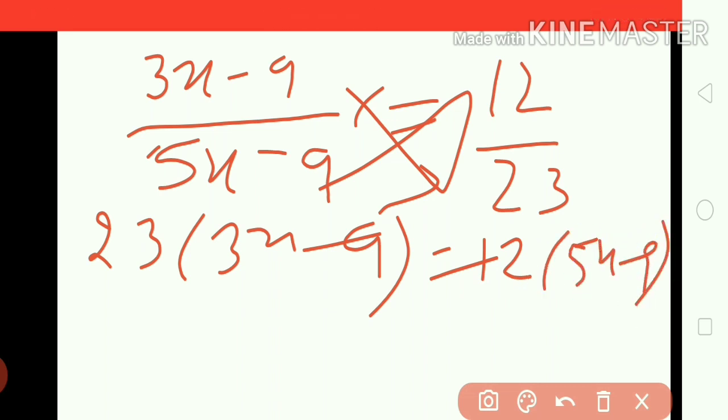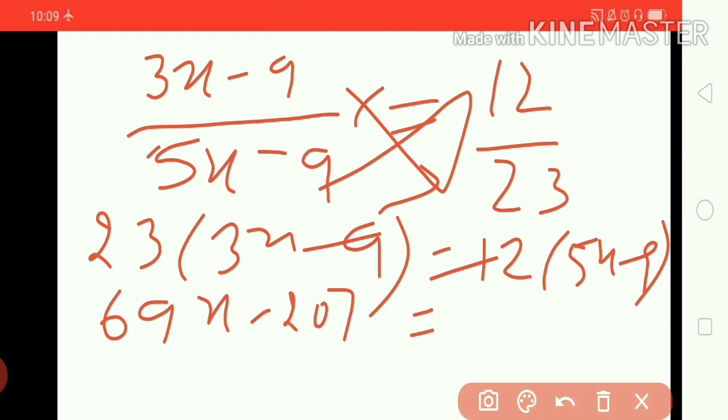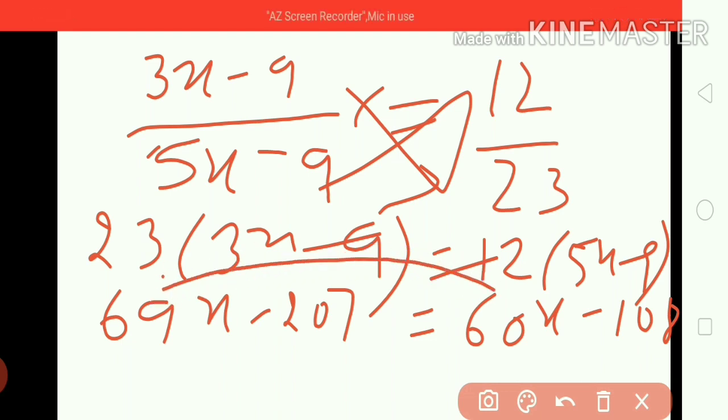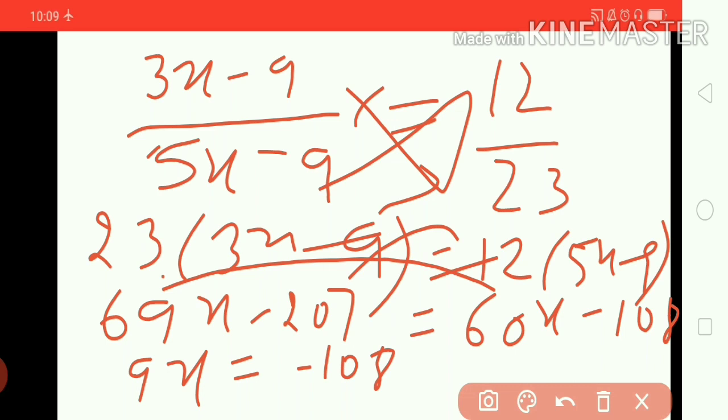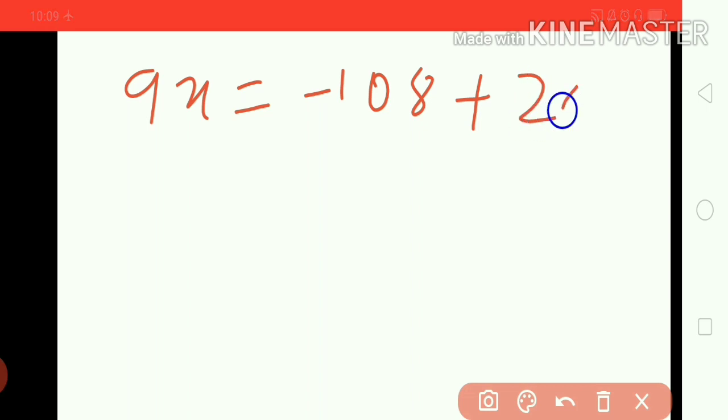Now solve. 23 3s are 69, so 69x minus 9 23s are 207. This is equal to 12 5s are 60, so 60x minus 12 9s are 108. Now move the variable part to the left hand side. So 69 minus 60 becomes 9x. This is equal to minus 108, and now minus 207 will go to the right hand side and become plus. Let us rewrite. 9x is equal to minus 108 plus 207.